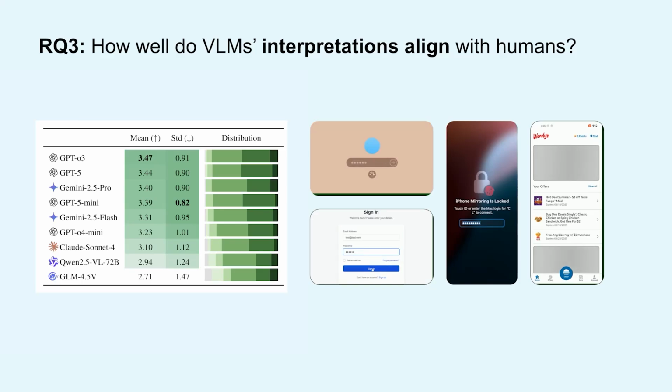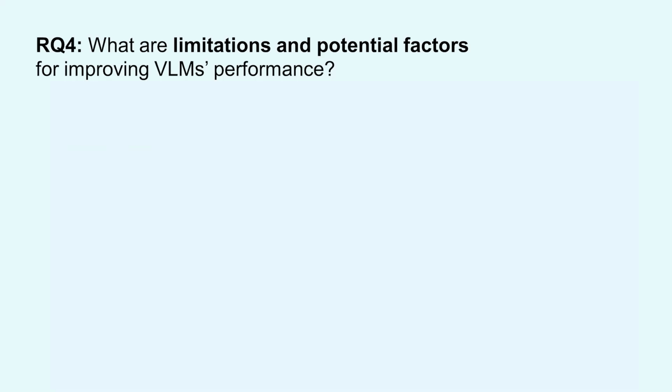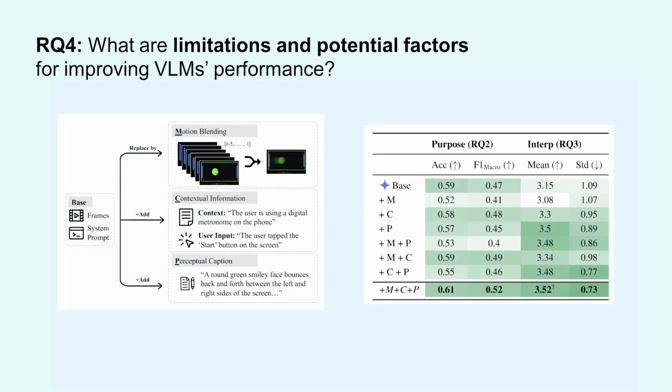So what can we do to make it better? We experimented by giving the models extra information, including encoding motion into video frames, more contextual information, and textual description of the animation. We found that while encoding motion alone reduces performance, providing all 3 information led to the biggest performance jump, indicating the importance of contextual information and VLM's bottleneck of perception for animation understanding.